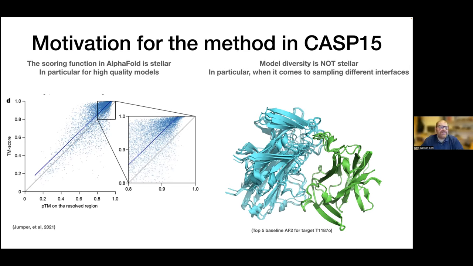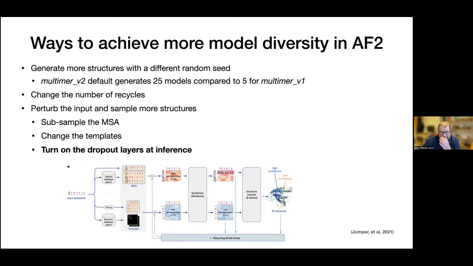But we noticed that when we wanted to apply AlphaFold to modeling, in particular interaction with peptides, which are inherently flexible, we needed to increase the diversity. That's where we came up with this method, because when we just ran it at face value, we just got five identical models basically. And the way you can get more diversity out of AlphaFold, using it as a black box like everyone is doing, is of course to generate more structures, but with some random perturbations in various ways.